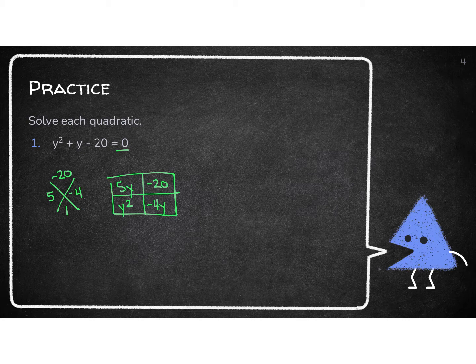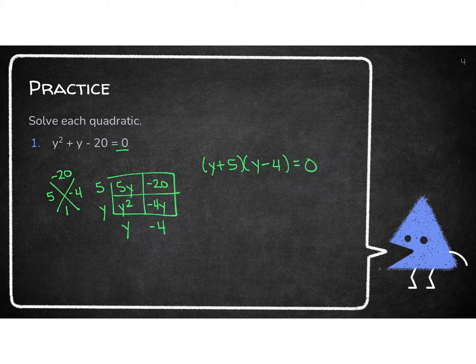So y squared and 5y both have a y in common. Negative 4y and negative 20 both have a negative 4. Y squared and negative 4y both have a y. And 5y and negative 20 both have a 5. So if I were writing this out, basically I would have y plus 5, y minus 4, and that's equal to 0.